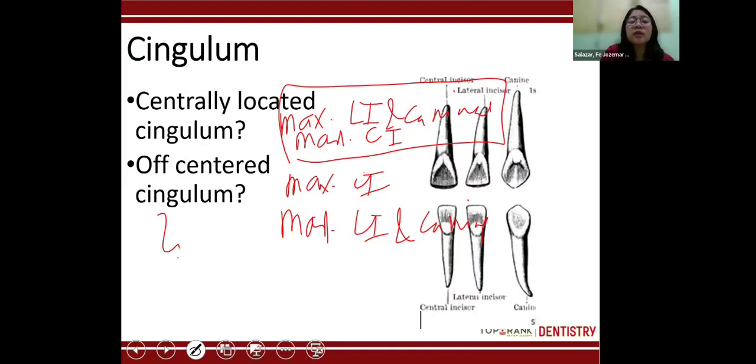Off-centered towards what? Towards the distal or towards the mesial? Saan siya naka-direct? Yes, towards the distal. So it is inclined towards the distal. Again, centrally located cingulum include your maxillary lateral and canine, and your mandibular central incisor. Pag off-centered naman, maxillary central, and then mandibular lateral and canine.